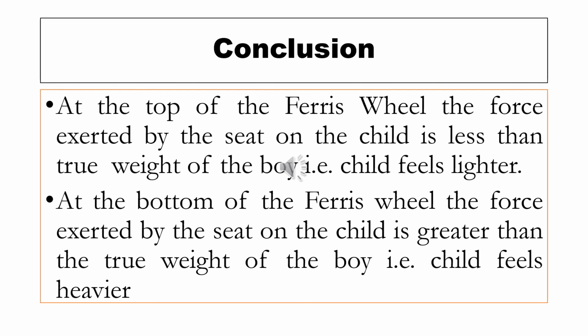Now what will we do? The conclusion is that at the top of the Ferris wheel, the force exerted by the seat on the child is less than the true weight of the body, that is, the child feels lighter. And at the bottom of the Ferris wheel, the force exerted by the seat on the child is greater than the true weight of the body, and the child feels heavier.